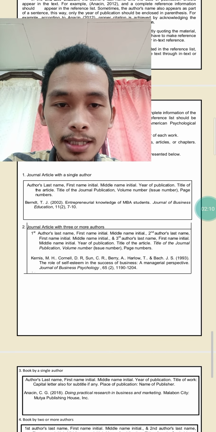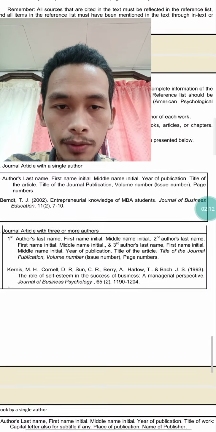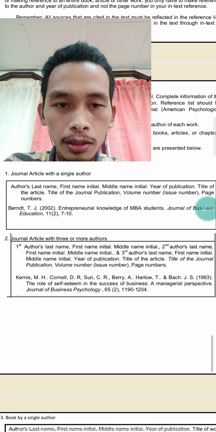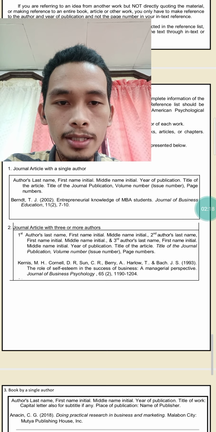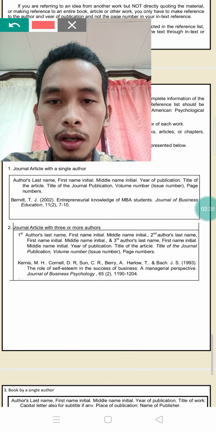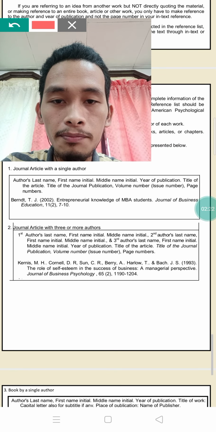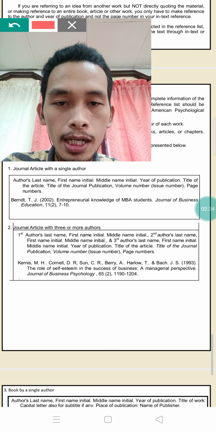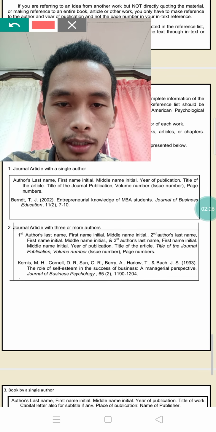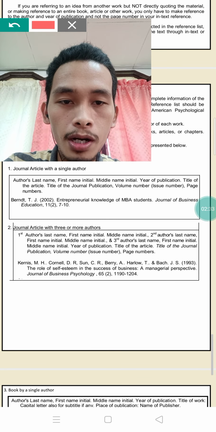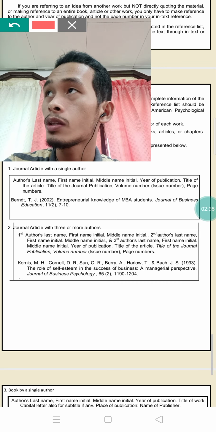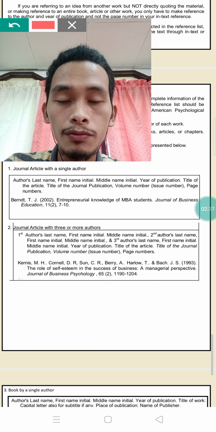Journal article with a single author. So here is a sample reference for a journal article with a single author. Okay, first is the author's last name, diba? The first name initial, followed by the middle name initial, then year of publication, title of the article, title of journal publication, volume number, issue number, page number. Take note that the name of the journal should be italicized.